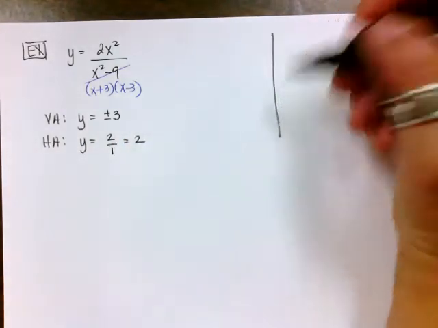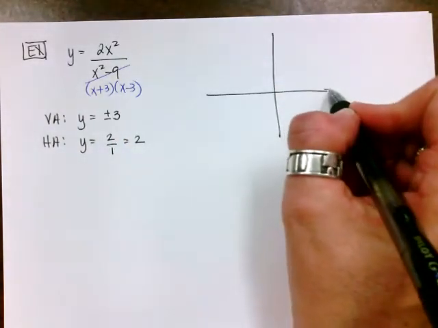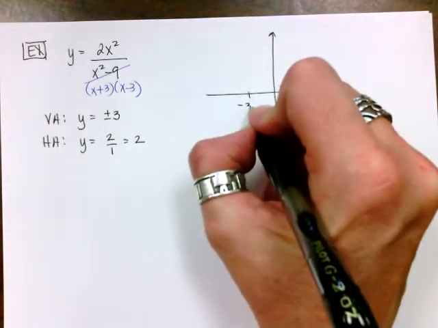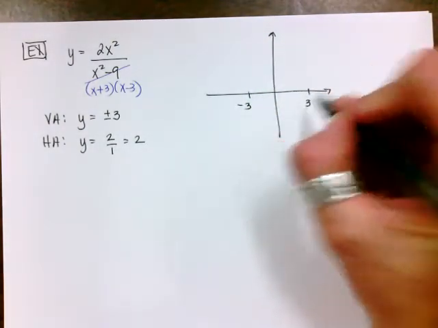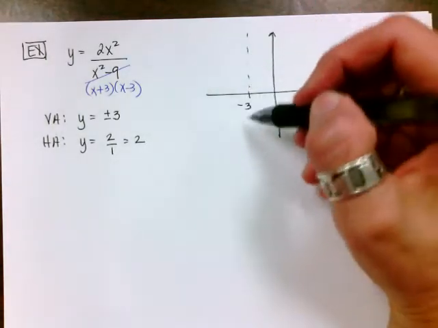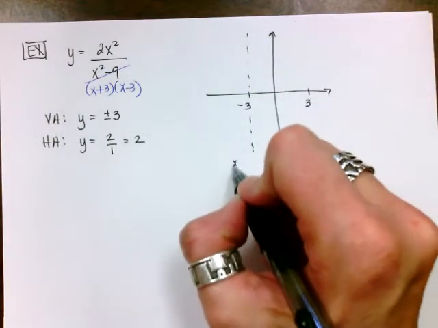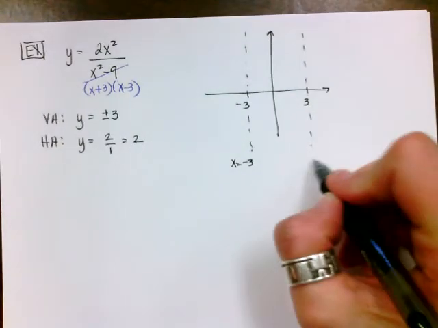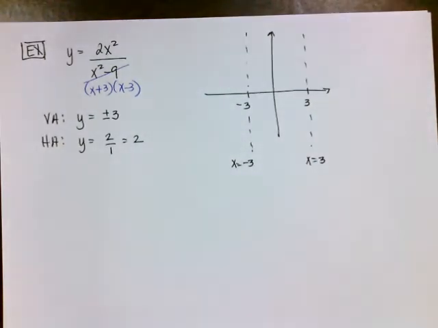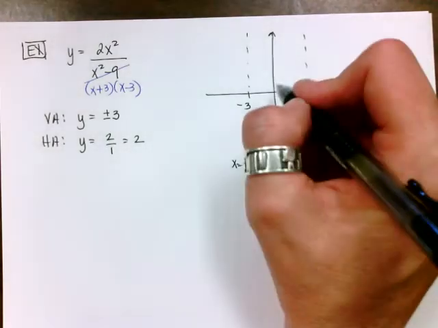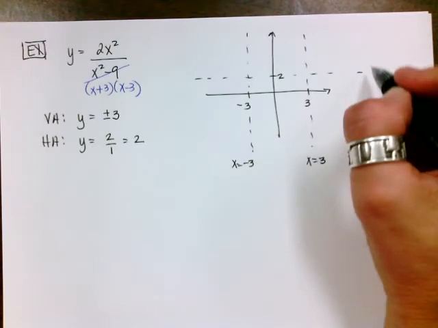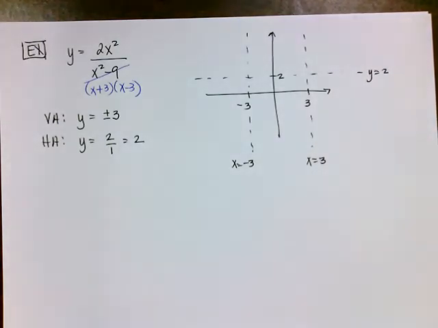And I'm going to put that information on my graph. So I'm going to have a vertical asymptote at negative 3, one at positive 3. And so this is x equals negative 3, and then this one is x equals positive 3. I have a horizontal asymptote at 2, and so here's my asymptote, and this is y equals 2.